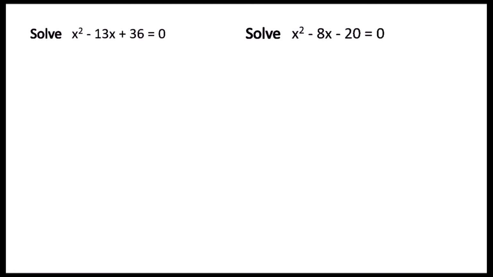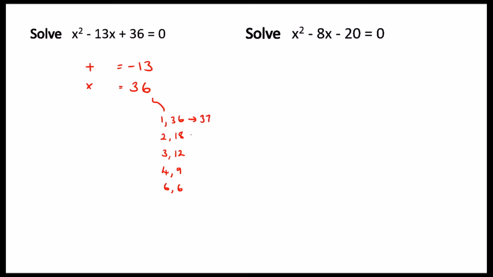To do this, I need two numbers which when I add them gives me minus 13, and when I times them gives me positive 36. To help me do this, I can think about the factor pairs of 36, which are 1 and 36, 2 and 18, 3 and 12, 4 and 9, and 6 and 6. Because 36 is positive, I can add these together to help us find which one gives us 13.